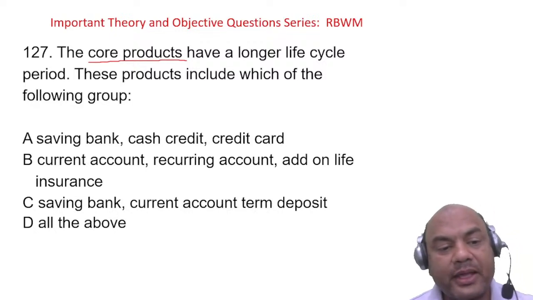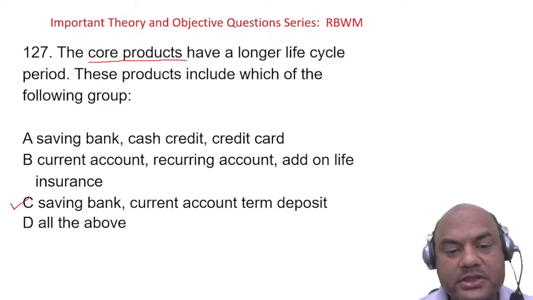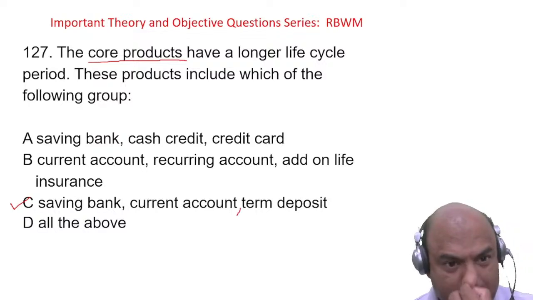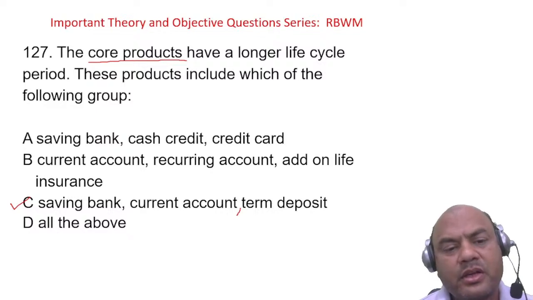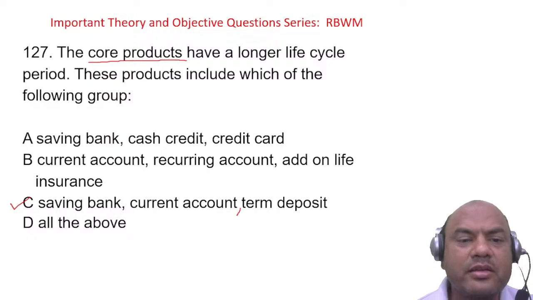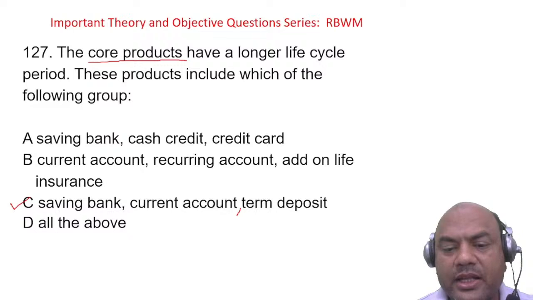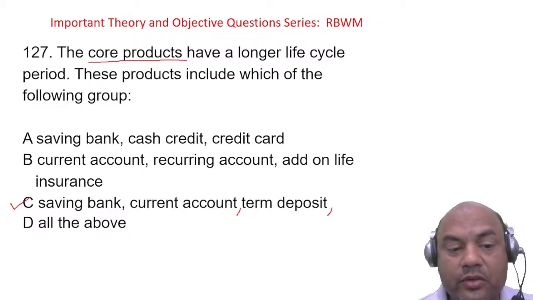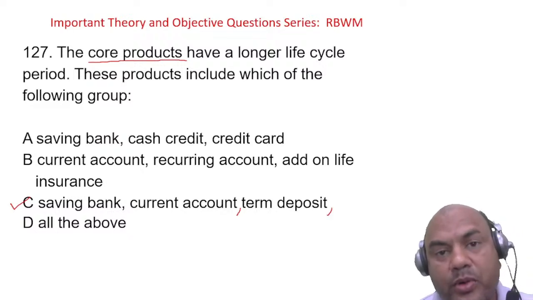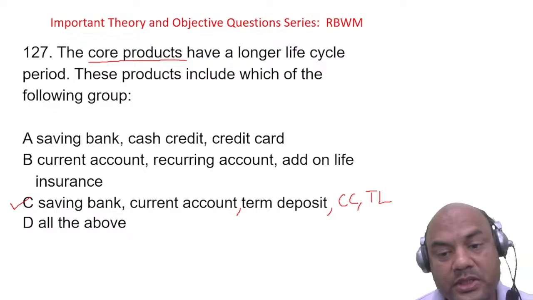Core products of the banking system are savings, current and FD. These are the core products of any banking system. They will always have long-term growth or a long-term life. They will never have a short life or decline immediately. These are all deposits. I can add two more products, that is CC and term loan. So these two products can also be added.